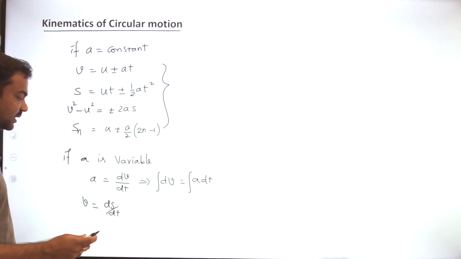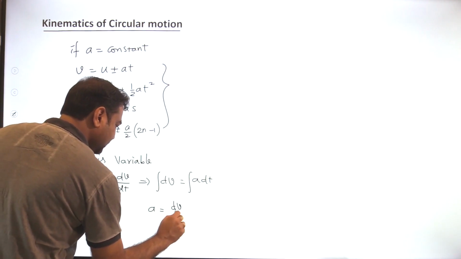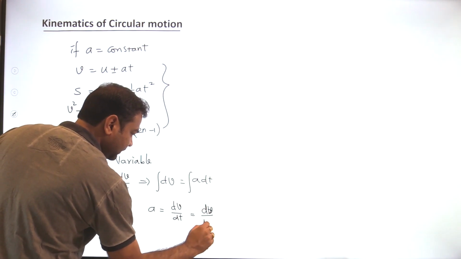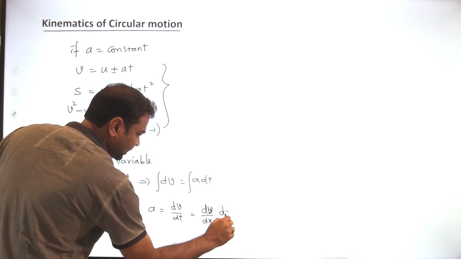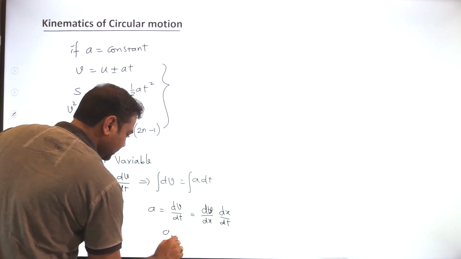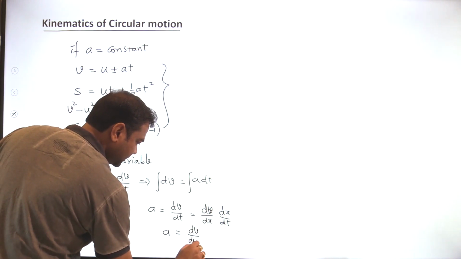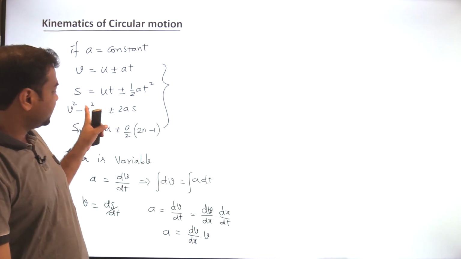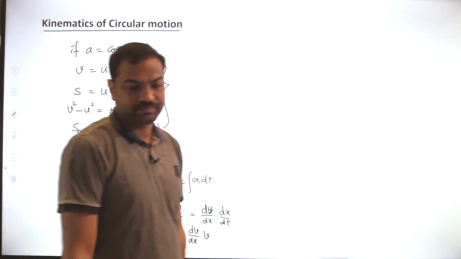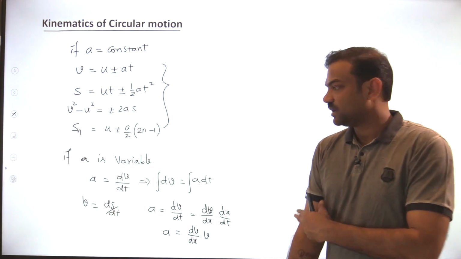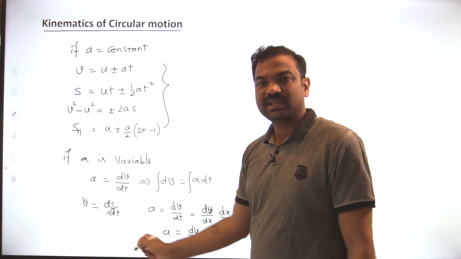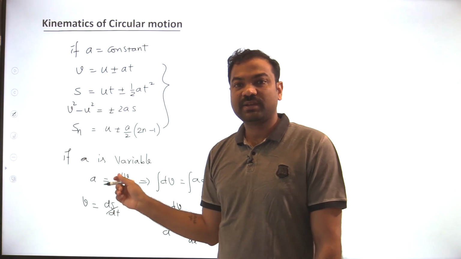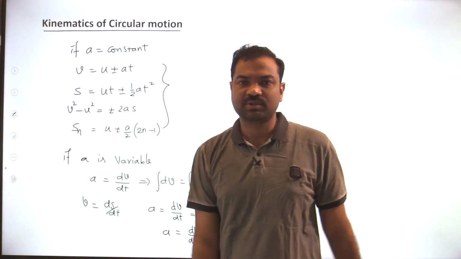You can find out the displacement, or acceleration we can write as dv by dt. This can be written as dv by dx into dx by dt. So I can write a is equal to v into dv by dx. So acceleration can be written in terms of v and x. Then if you integrate this, taking the acceleration constant, you will get the third equation. So when acceleration is variable, you have to use either derivative or integration. When acceleration is constant, you can use kinematic equations. This is purely for linear motion only.